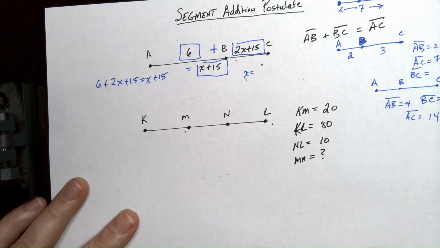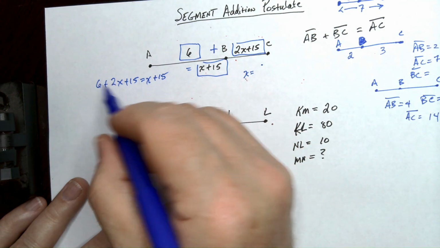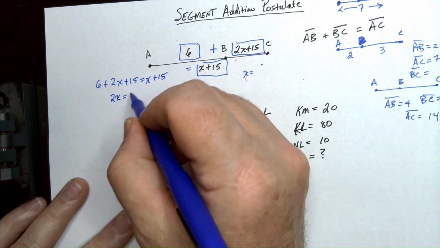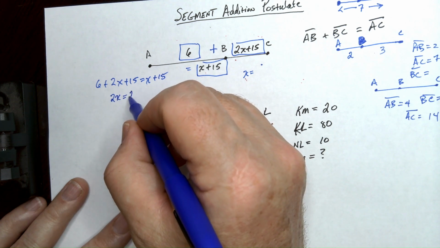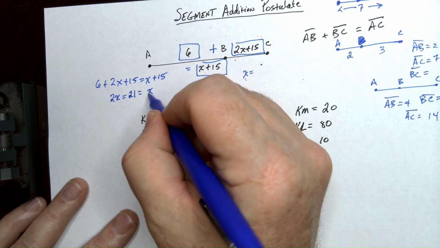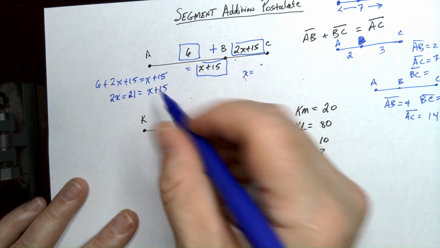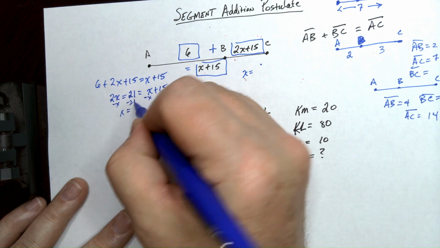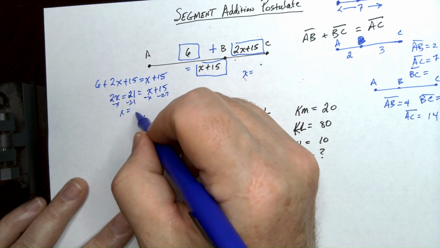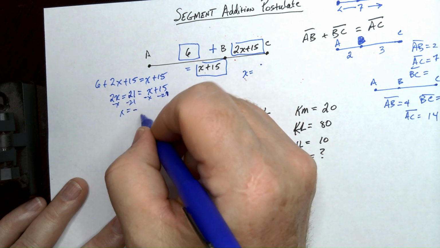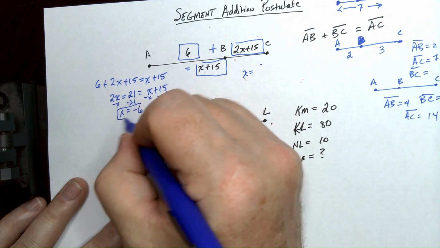See how that works? All right, so we can solve this. We've got to put these two things together right here. So 2x plus 21 equals x plus 15. Let's move the x to the other side. So x equals, we'll subtract 21. X equals negative 6. There we go.